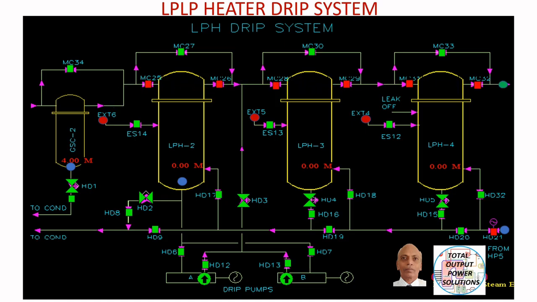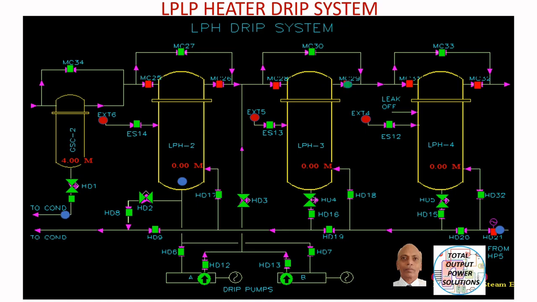Then, on the drip side, the drip is coming from the HP heaters. It will enter LP heater number 4, then 3 and then 2, and then go into the condenser. For this purpose, there are inlet and outlet isolating valves for each heater. Similarly, you have regulating or control valves.